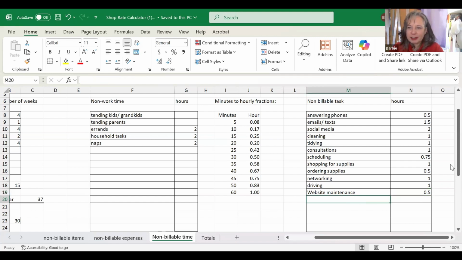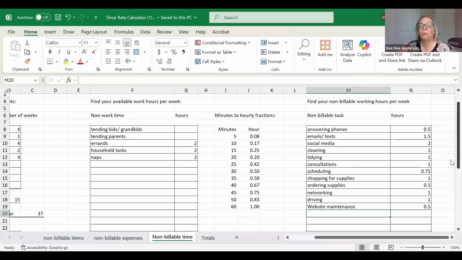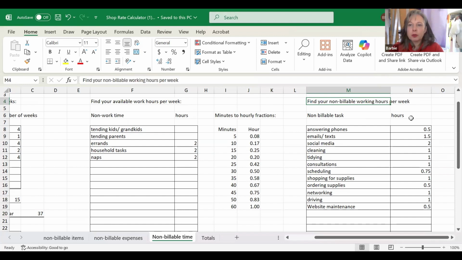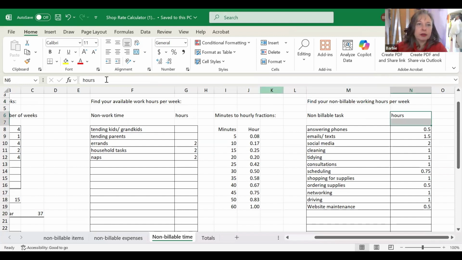I had something else really clever to put in there. Now I forgot. But this, okay, is this per week? This is per week. This column here, right? Yep. Non-billable working hours per week. I can put that in too.